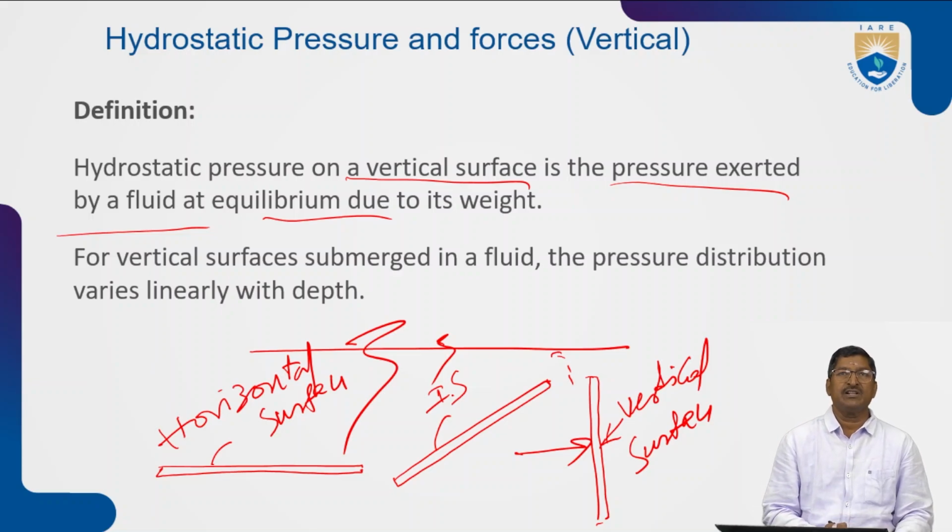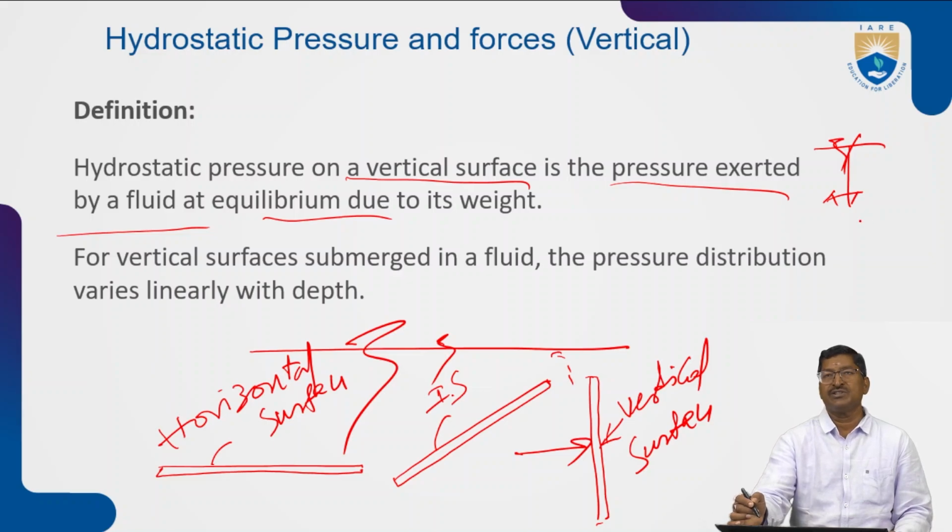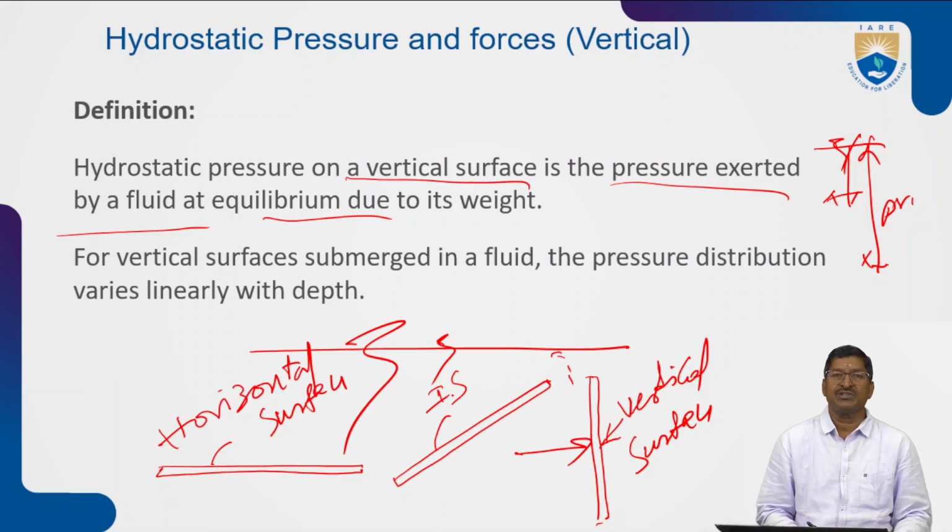For a vertical surface submerged in a fluid, the pressure distribution varies linearly with depth. So if the point is here, then at that depth, rho g h is the pressure at that point. And if depth is increased, then pressure will also increase. That means it is a linear variation. So pressure variation here is linear. As depth increases, the hydrostatic force or pressure also increases.